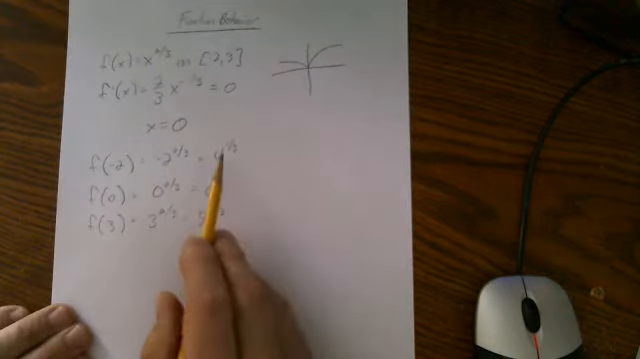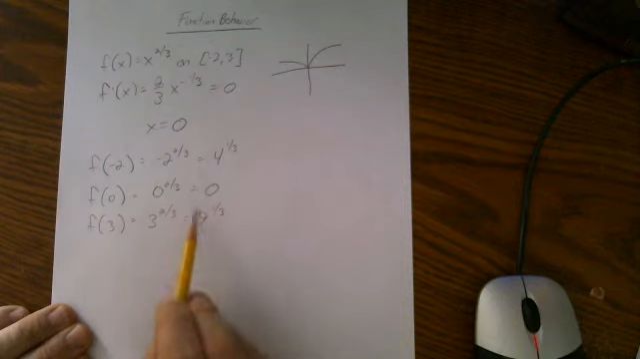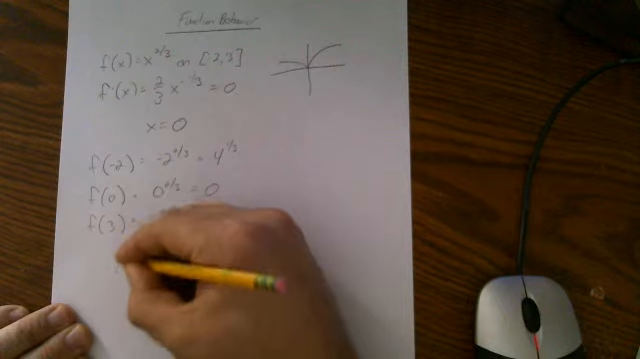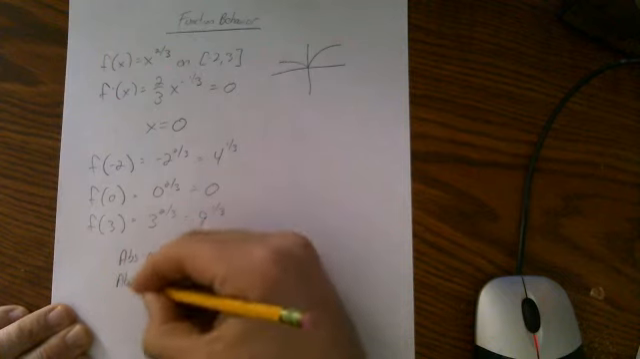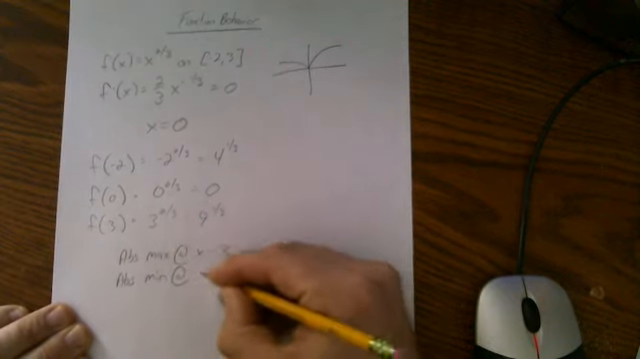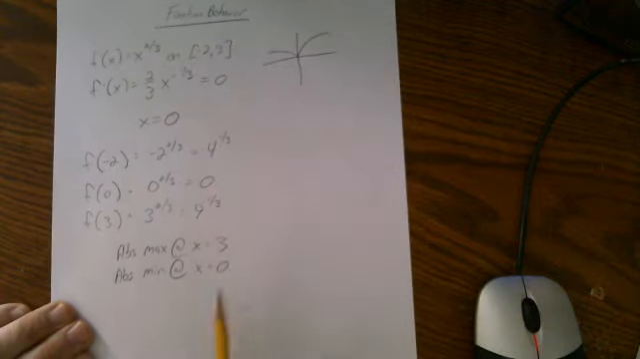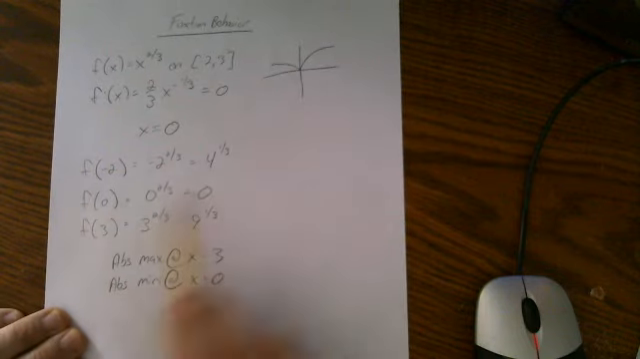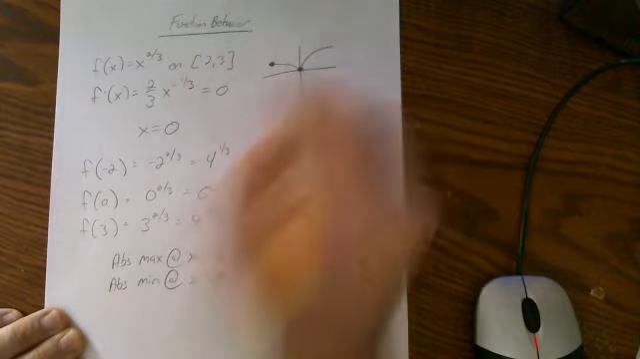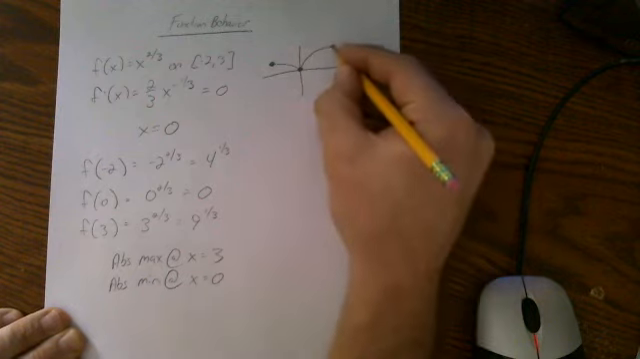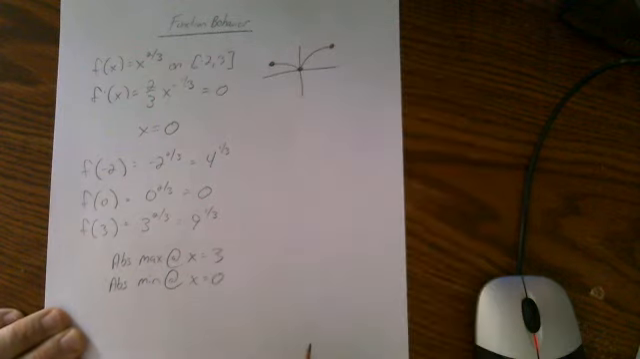So now we could determine what the absolute max and min are by looking at the y values, and we're going to list them as x values. So we have an absolute max at x equals 3 because the y value is larger than any other. We have an absolute min at x equals 0 because the y value is smallest there than any of the other candidates. If we took a look at this on our graph, this is what we'd have. Local max, local min, also an absolute min, local max, and absolute max.